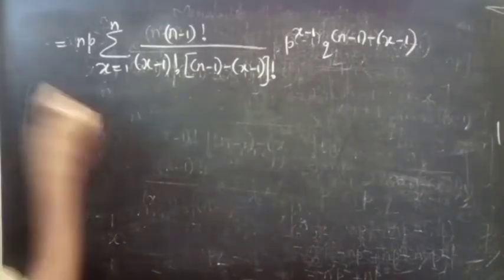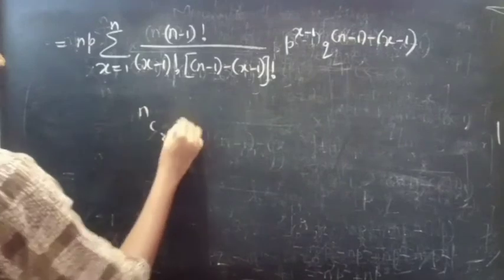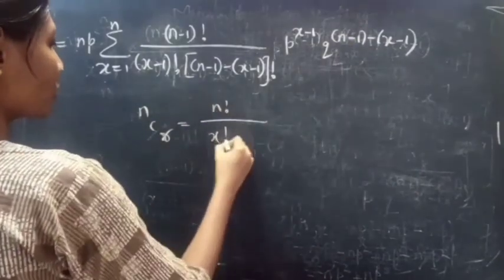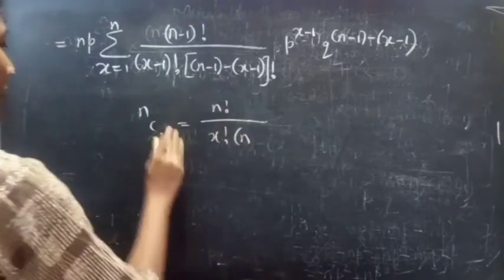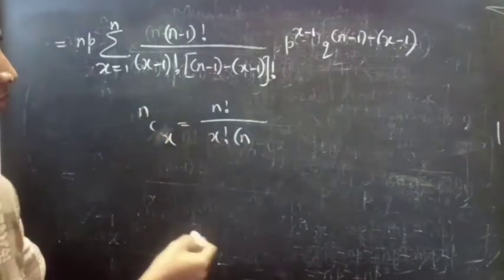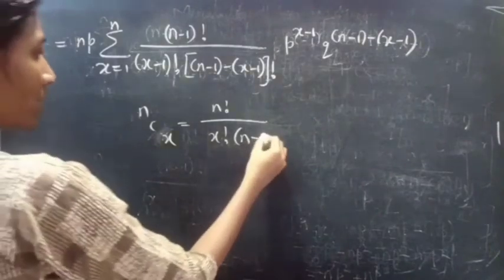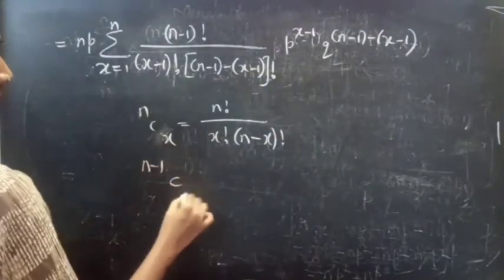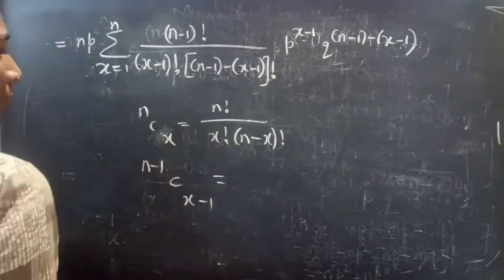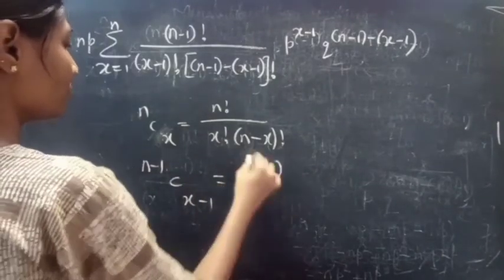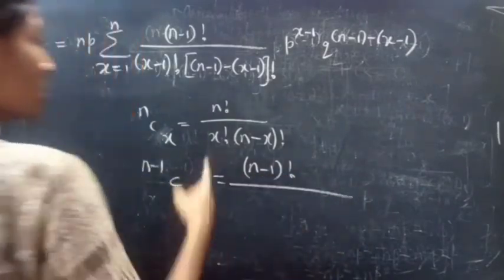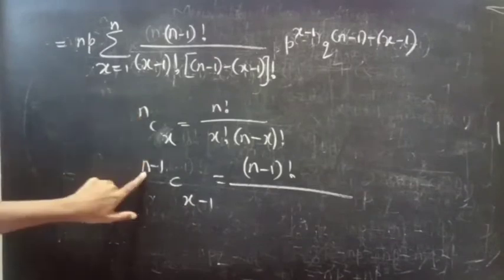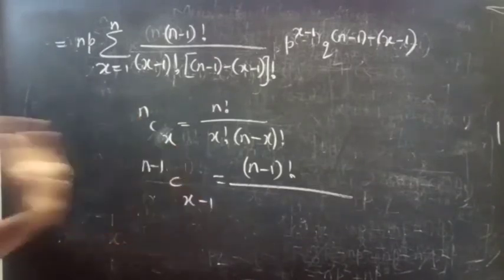Okay, if nCr equals n factorial by x factorial into n minus x factorial, then what could be n minus 1 C x minus 1? So we can write it as n minus 1 factorial by, simply in the place of n, we'll replace n by n minus 1 and x by x minus 1 in this formula.